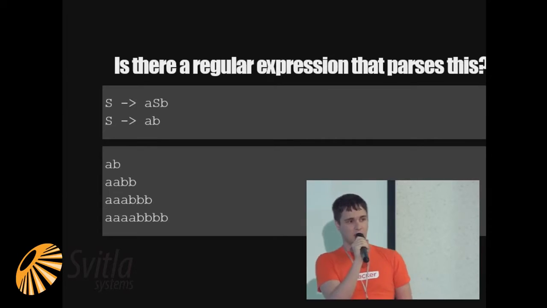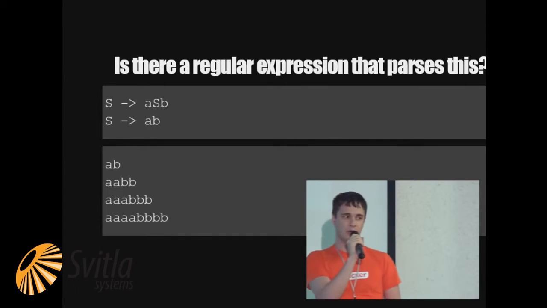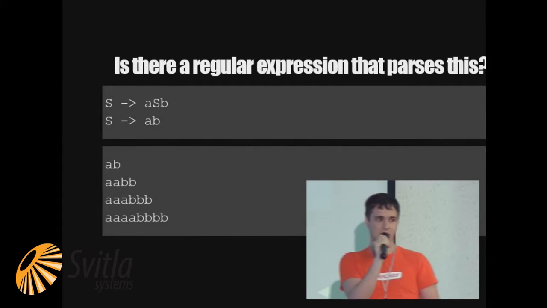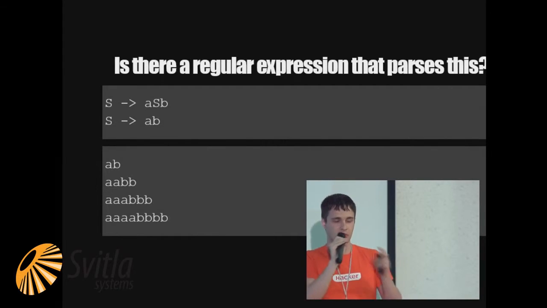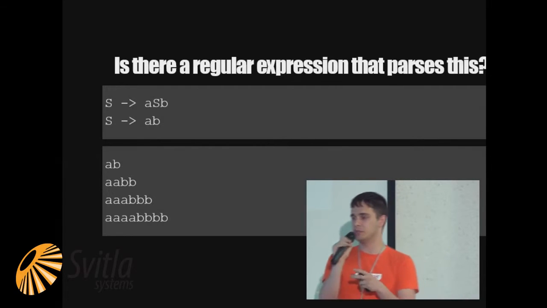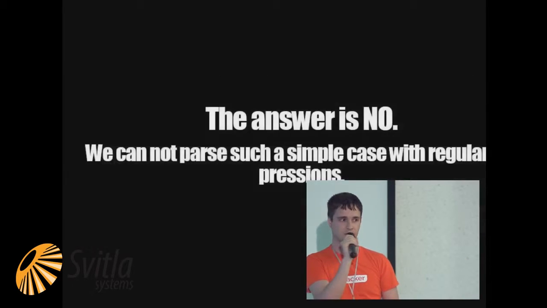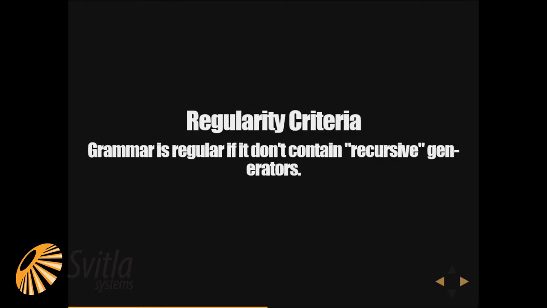Let's say that we want to define a simple grammar where we have the same amount of symbols A and then the same amount of symbols B. Can we parse this grammar with a regular expression? The answer is actually no, because this grammar contains a thing called recursive or double-sided generators, which generate symbols before and after some non-terminal symbol. That's why a regular expression cannot parse it. So we get into the regularity criteria: a grammar is considered regular only if it doesn't have recursive generators or generators with a part before and after non-terminal symbols.